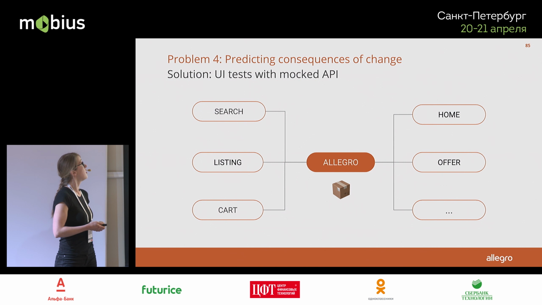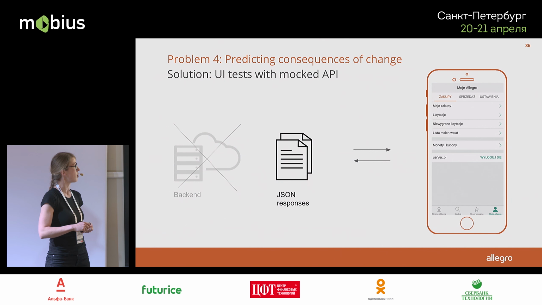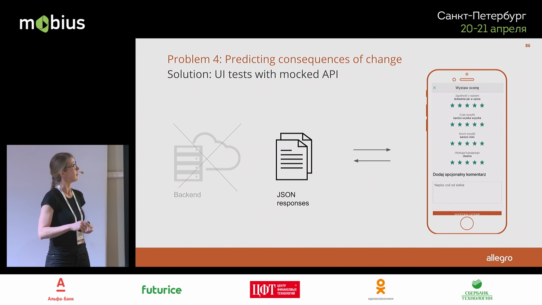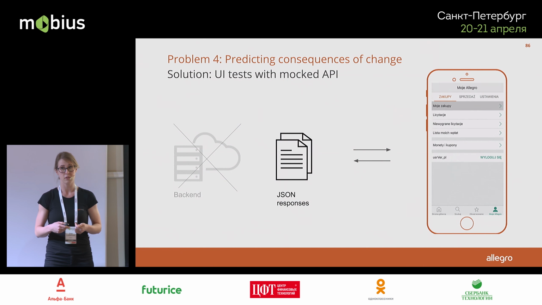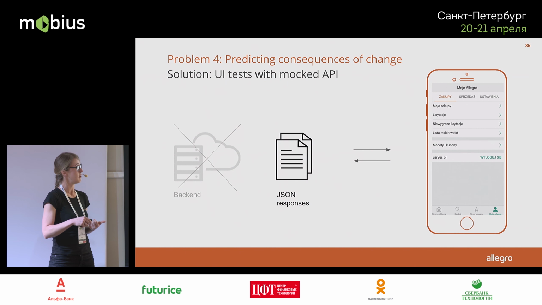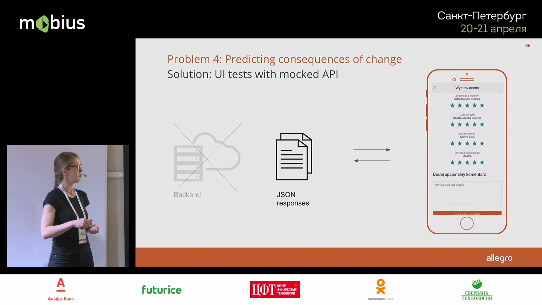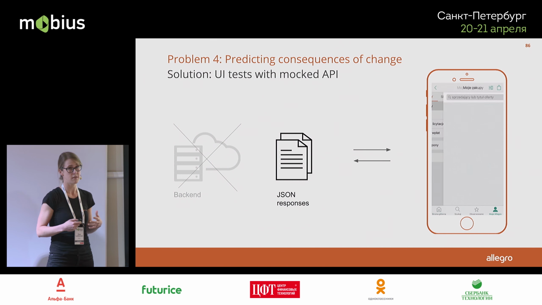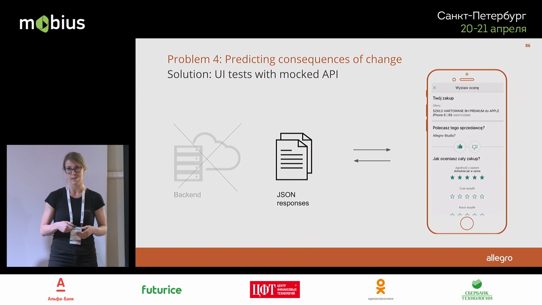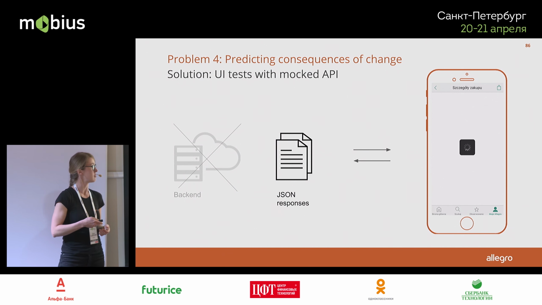So that is why we tried UI tests with a mocked API. It means that instead of communicating with the API, with the backend, the tests were using a mocked API. What we did, we recorded all the requests that the application performs during running tests, and we saved all of the responses in our repository. So all the responses needed for the tests are in JSON files in our repo. Right now, tests can be run offline, and they are more reliable this way.